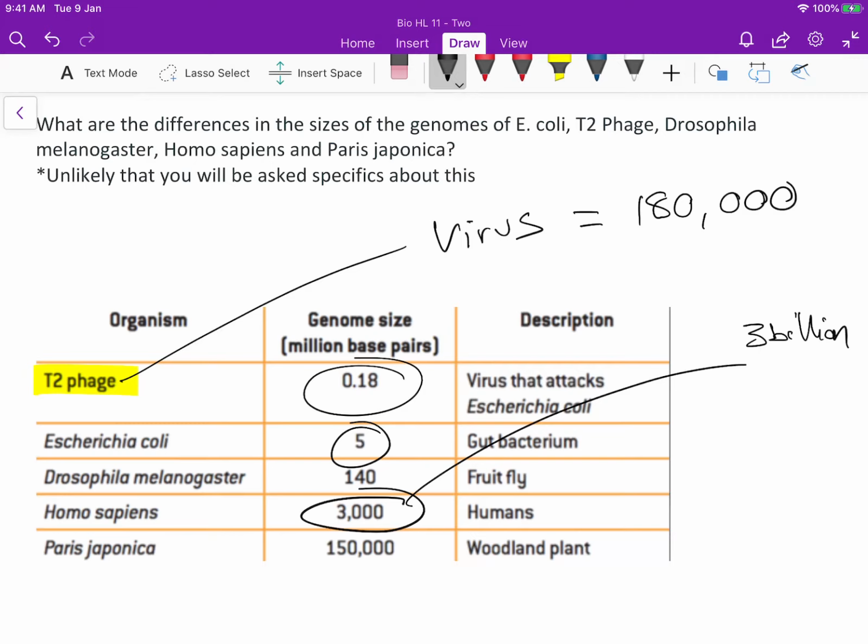And so we mentioned this before, that we get plants that have more, and this is due to duplicated chromosomes and DNA. So it's not necessarily that if you keep on adding more and more DNA that you get more complex.